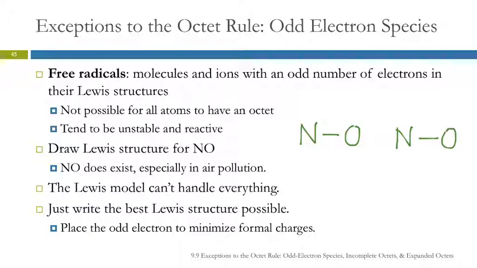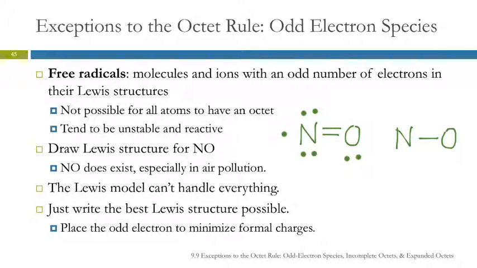So I just went. Okay, nitrogen has 5, oxygen has 6. That makes 11, right? So we got 2, 4, 6, 8, 10, 11. Nobody's got an octet. We can do better than that. So let's make a double bond. So we'll go like this. What's wrong with that?